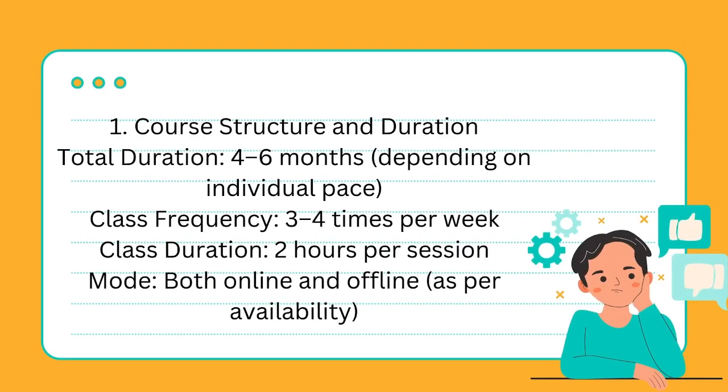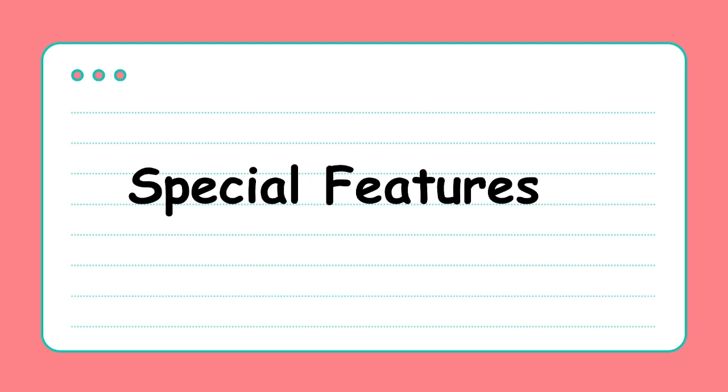So number one, course structure and duration. The total duration is 4 to 6 months. It totally depends on individual pace. Class frequency will be 3 to 4 times per week. Class duration is 2 hours per session, both online and offline as per availability. What are the special features of this course?